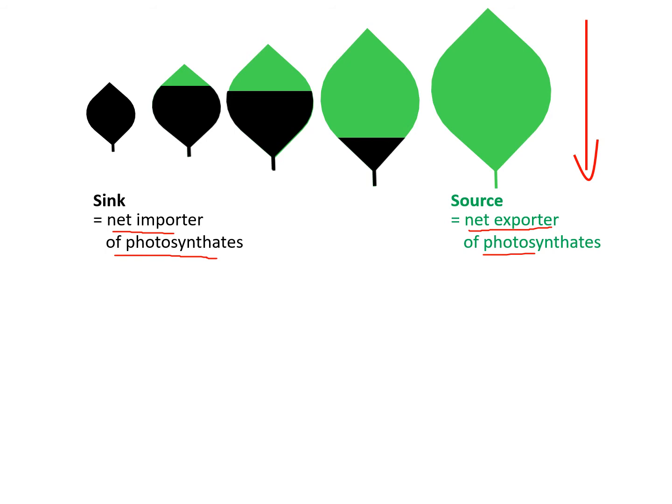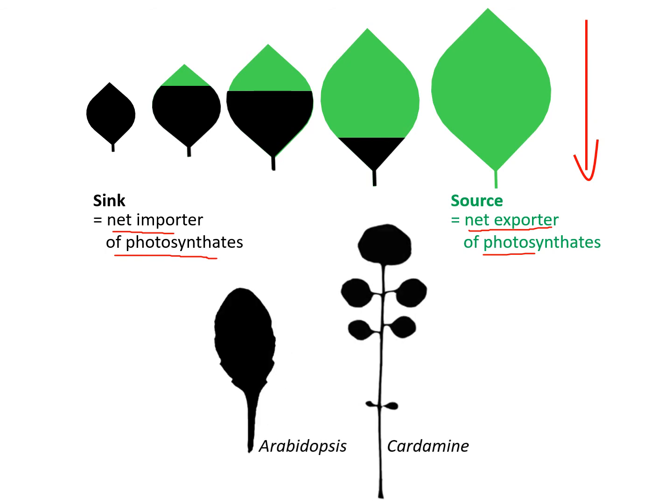An interesting question that we would like to answer here is whether the sink to source transition is a key physiologically relevant readout of the age-dependent pathway. And also, how do these events differ between the simple and compound leaves of Arabidopsis and Cardamine respectively, which have different leaf morphology?